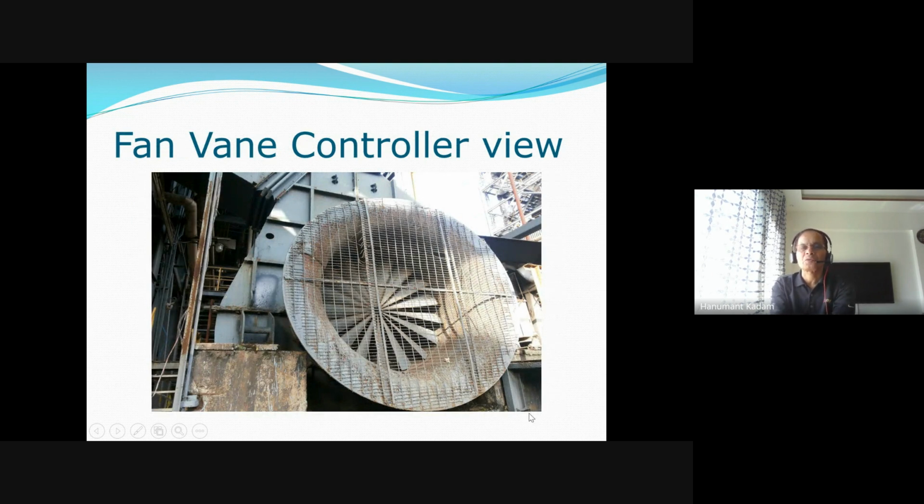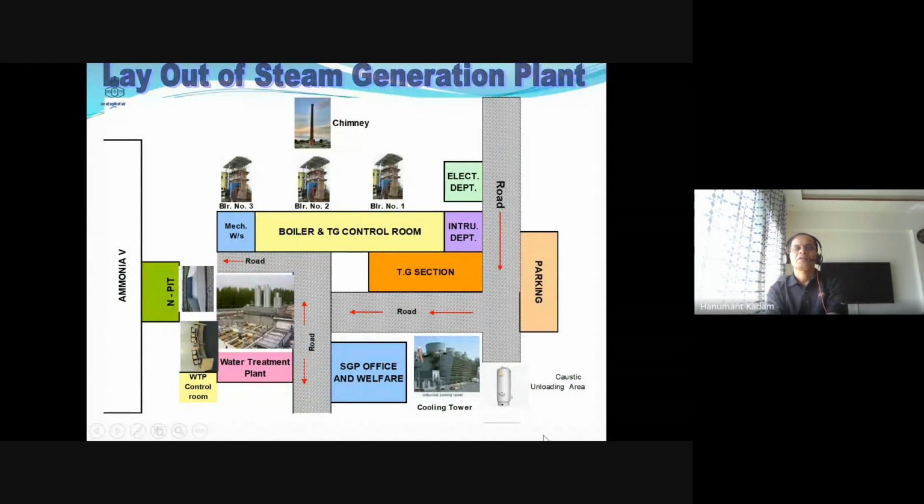I'm talking about the fan vane controller view. ID fan, every fan we are talking about. This is the fan, which is covered with a net for safety. And this is a duct through which air goes inside and goes out. So in our factory we have these three boilers: boiler one, boiler two, and boiler three, and this is a common chimney. Through the duct it is connected, and the smoke and all goes out here.